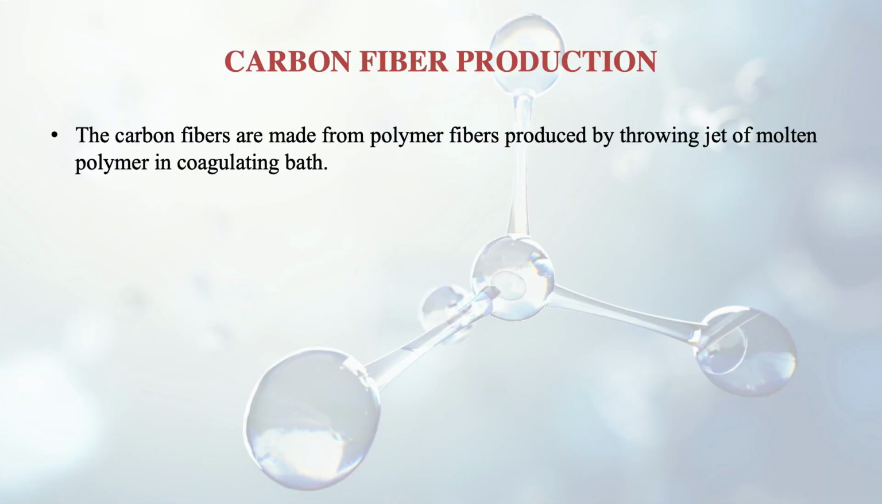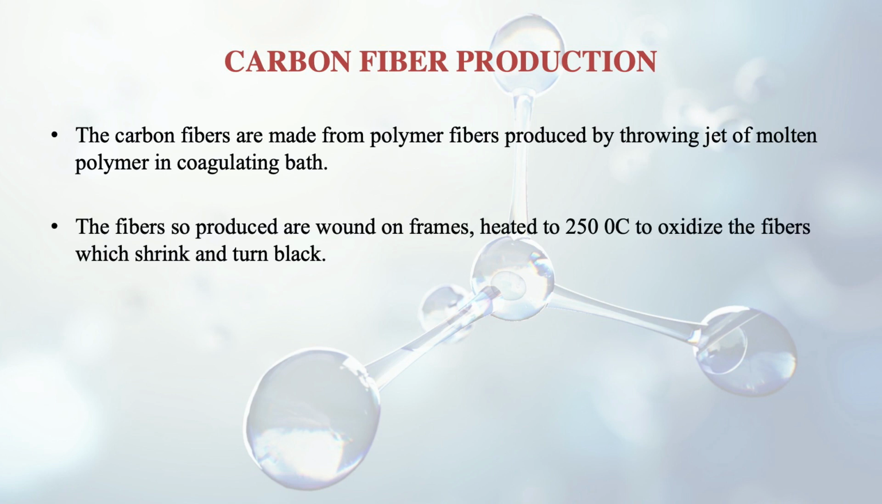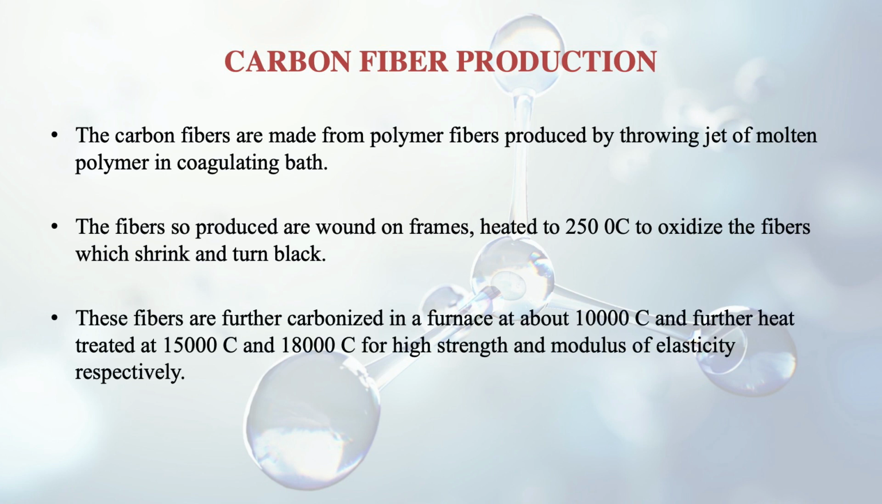also. So carbon fibers are made from polymer fibers, and the process is that a molten polymer jet is thrown in a coagulating bath. Fibers so produced are then wound on frames and heated to 250 degrees centigrade to oxidize these fibers, which will shrink and turn black. These fibers are further carbonized in a furnace at about 1000 degrees centigrade, and further they are heat treated at 1500 degrees centigrade and 1800 degrees centigrade to get high strength and modulus of elasticity respectively.